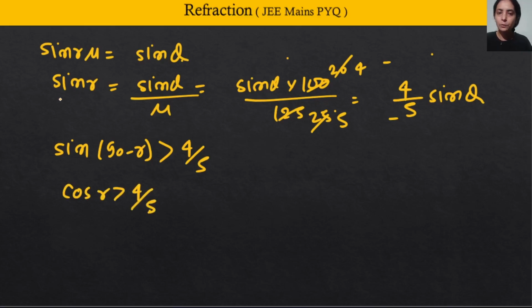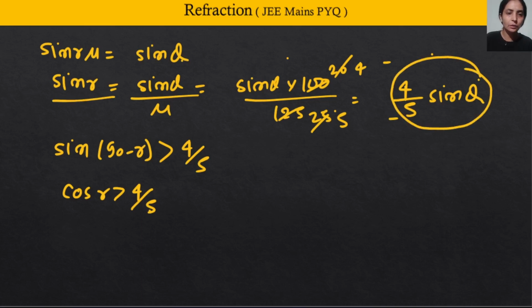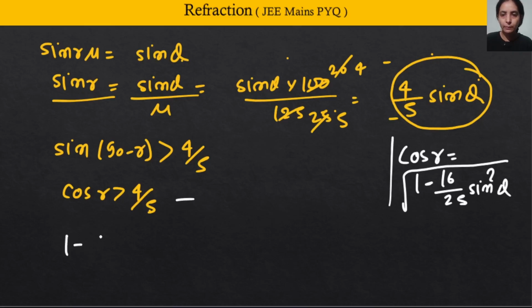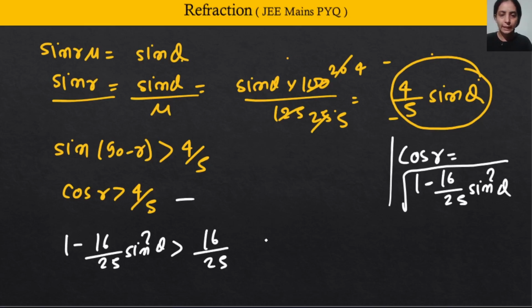Now from here, we know the value of sin r, so from here you can find cos r. Cos r will be equal to the root under 1 minus 16 by 25 sin square theta. Okay? So let us square it on both sides of this equation. So cos square r, I am going to write, 1 minus 16 by 25 sin square theta is greater than how much? 16 by 25. Okay? So let us do the calculation now.